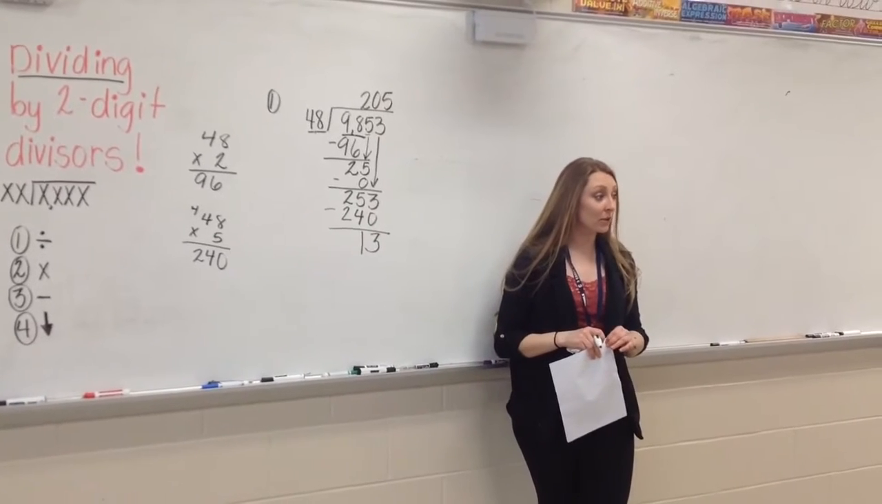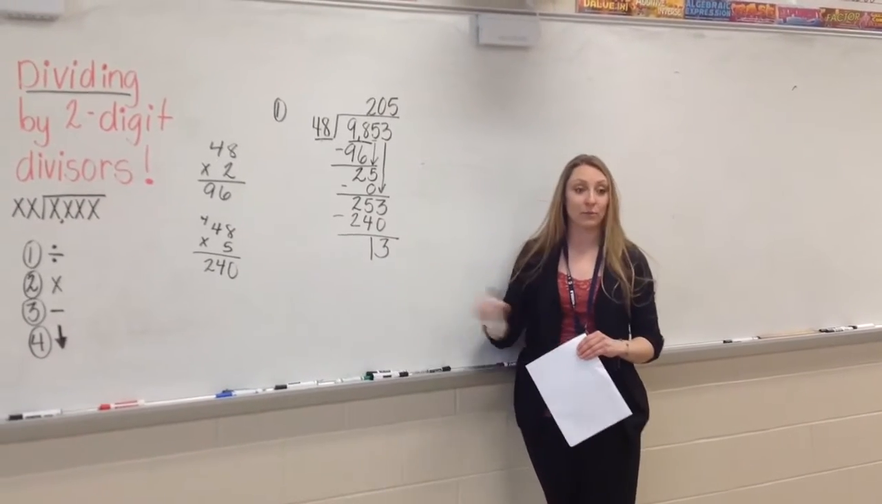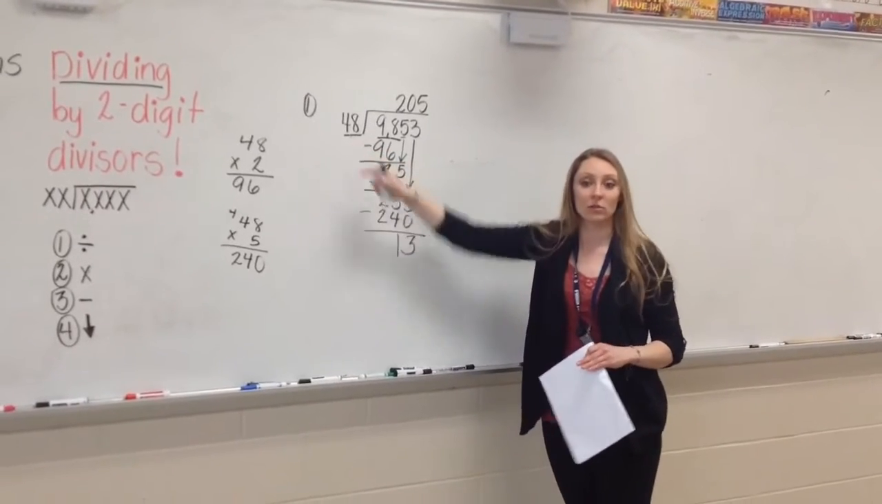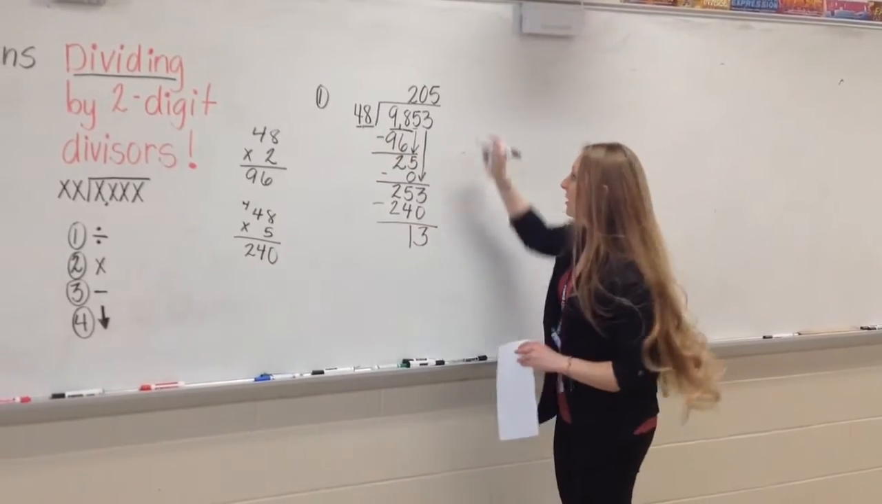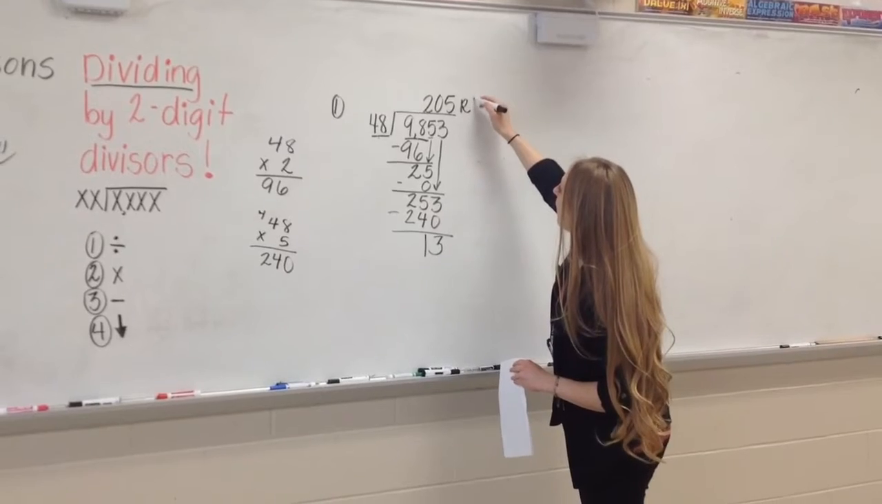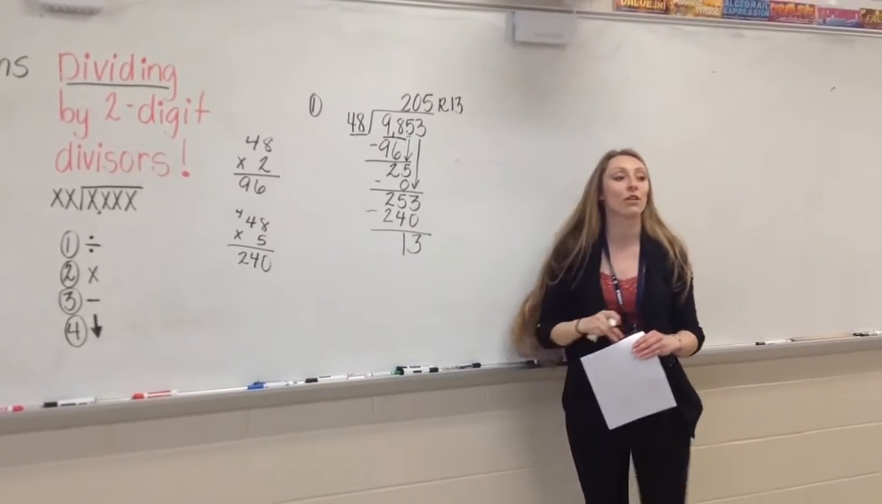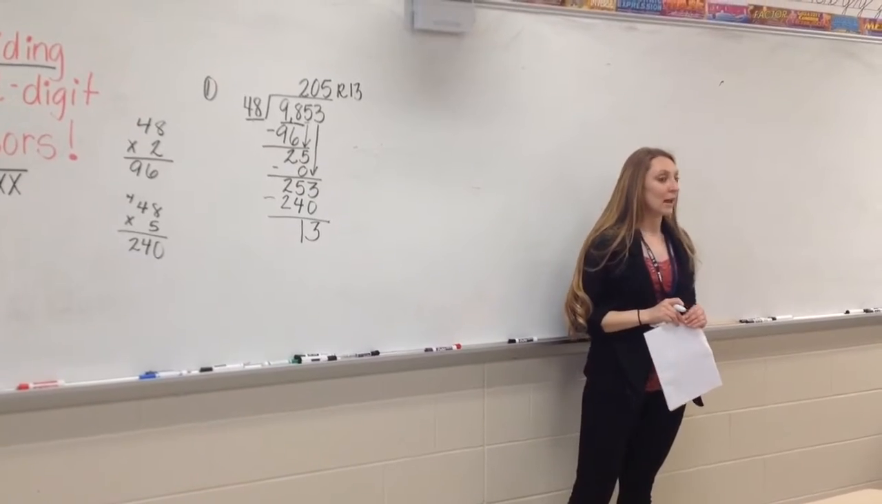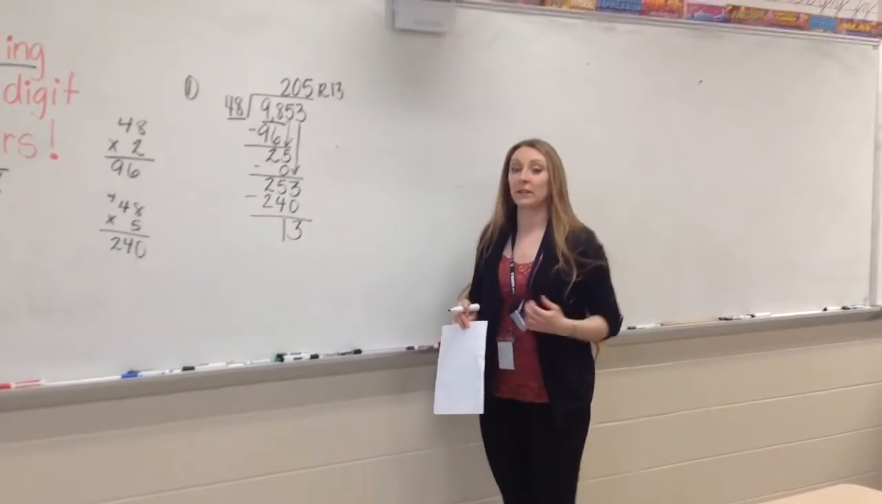Since I don't have anything else to bring down, I know that I am at the end of the problem. 13 is less than 48, so I'm good to go. I can use that as my remainder. 205 with a remainder of 13 is the answer for number 1. Now number 2 is a little bit different.